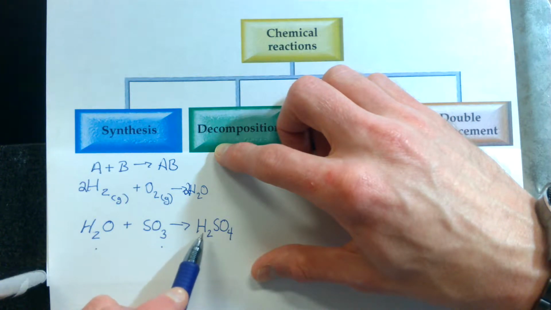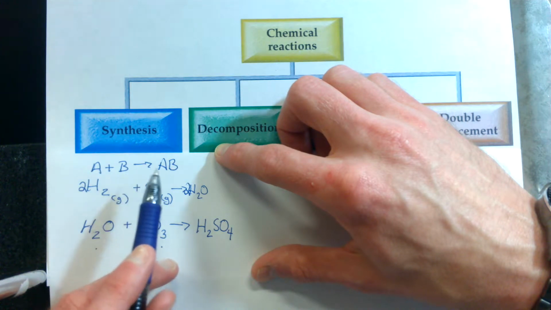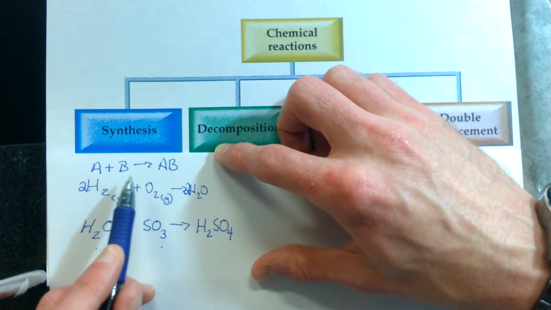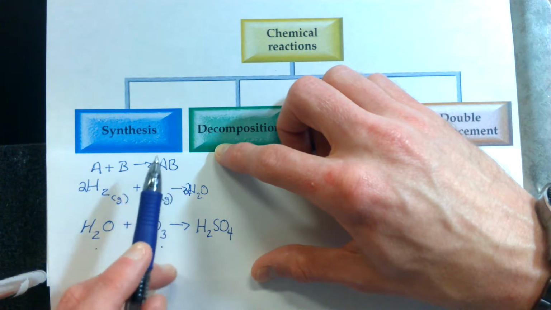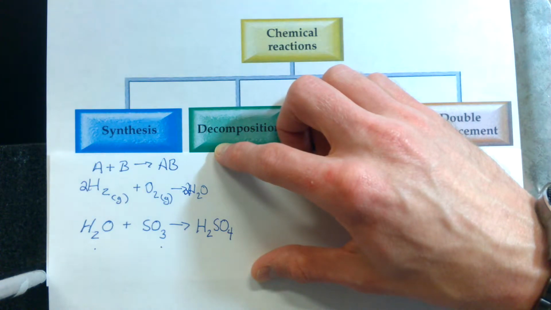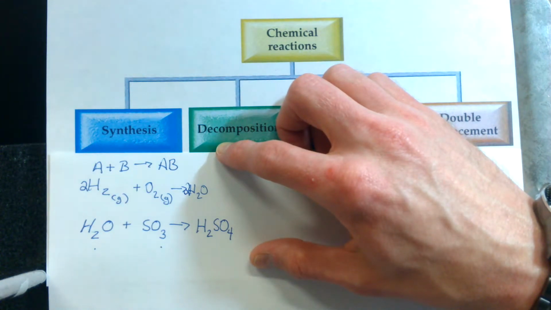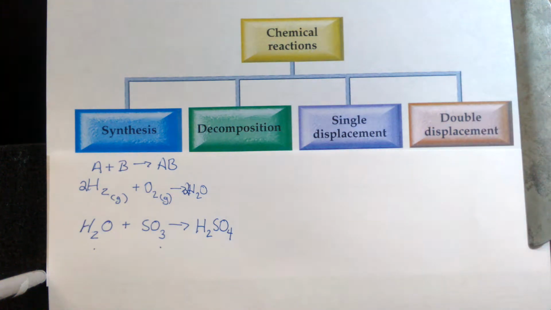Okay, so a synthesis reaction. A plus B yields AB. We're looking for 2 small pieces of matter coming together to form a larger piece of matter. Okay, much like constructing or building a puzzle. Now, let's look at decomposition reactions.